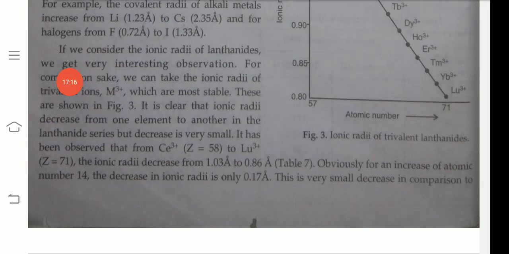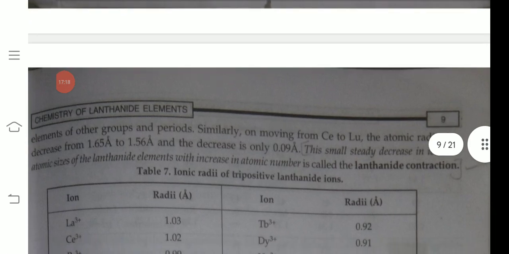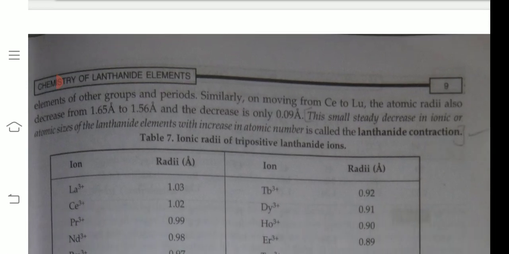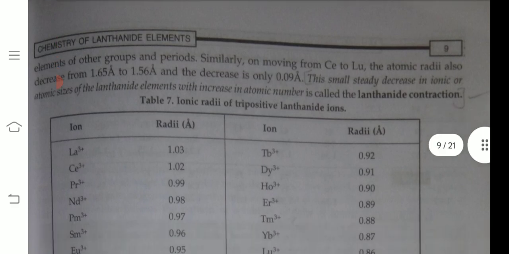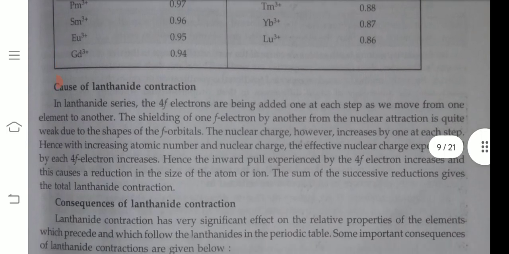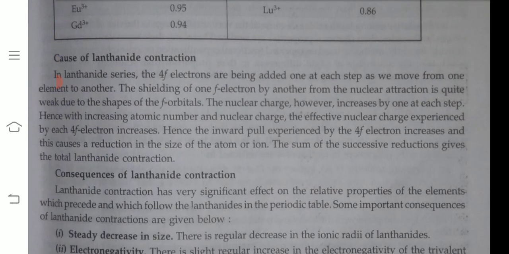This is a very small decrease in comparison to elements of other groups and periods. Similarly, on moving from cerium to lutetium, the atomic radii also decrease from 1.65 angstrom to 1.56 angstrom, and the decrease is only 0.09 angstrom. This small steady decrease in ionic or atomic sizes of lanthanide elements with increase in atomic number is called lanthanide contraction.